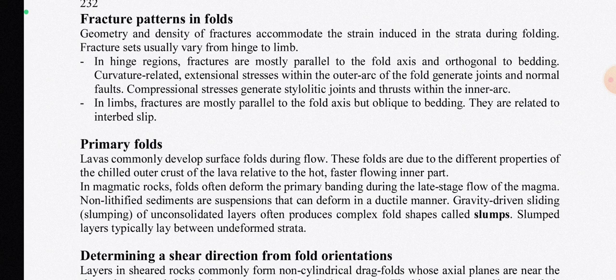Curvature-related extensional stresses within the outer arc of the fold generate joints and normal faults. Compressional stresses generate stylolytic joints and thrusts within the inner arc. In limbs, fractures are mostly parallel to the fold axis but oblique to bedding. They are related to interbed slip.